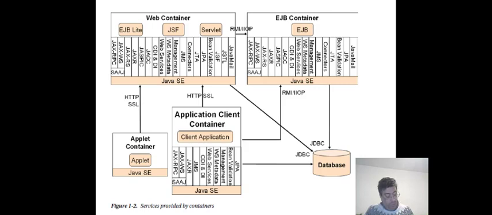JSON Processing. In Java EE 7, the Java API for JSON Processing allows applications to parse, generate, transform, and query JSON.